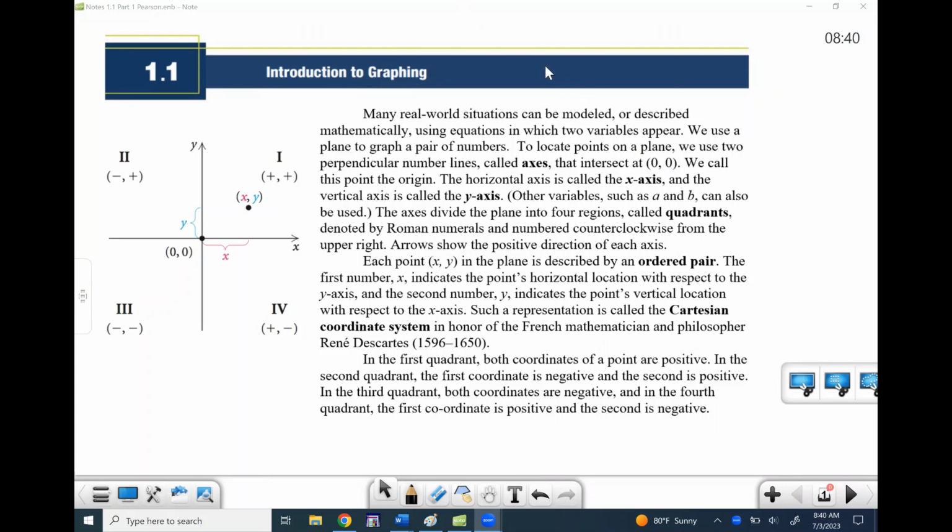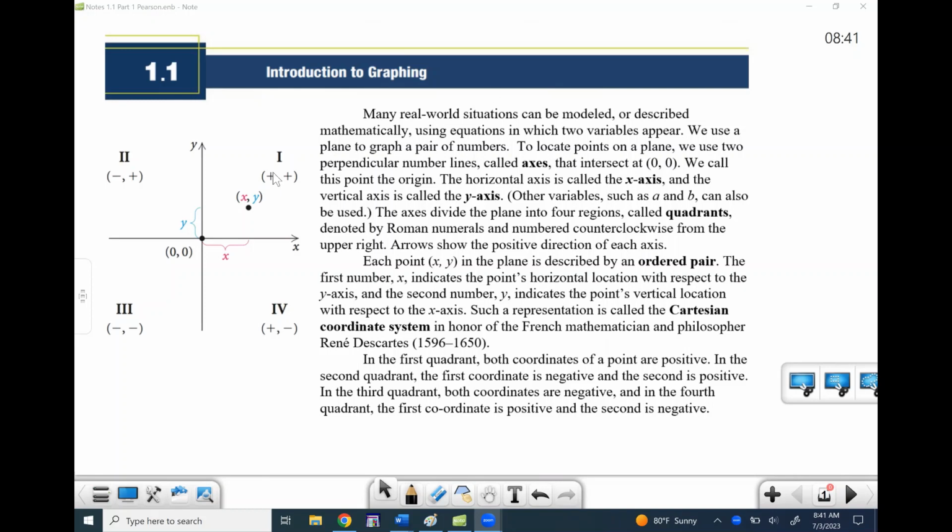So this, we're going to do part one of section 1.1 from the text, okay? In this section, at least part one, we're just going to talk about graphing. Then when we get into 1.1 part two, we'll talk about the distance, midpoint, and circles, okay?